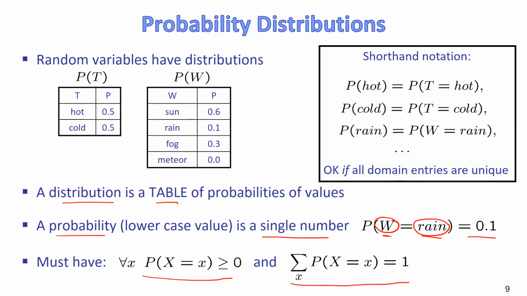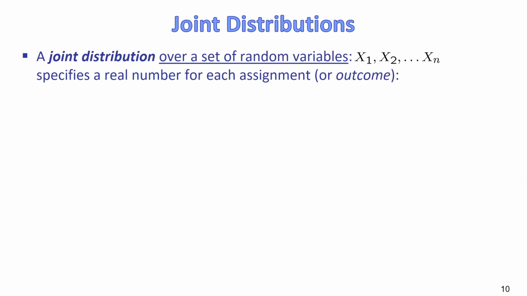And we also use shorthand notation for this. Instead of saying T equal hot, we can just say hot, only in case that it is very clear which variable we mean. If all the domain entries are unique, if there are no 2 random variables that have the value hot, then in shorthand we can just say hot to indicate that this variable T is equal to hot, and so on. So that's just a shorthand notation.